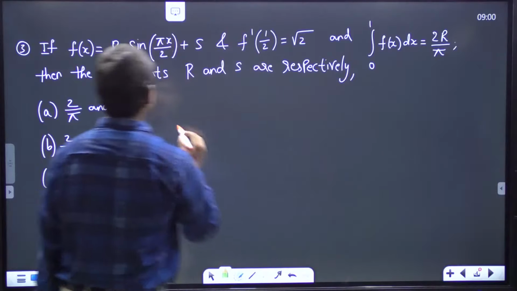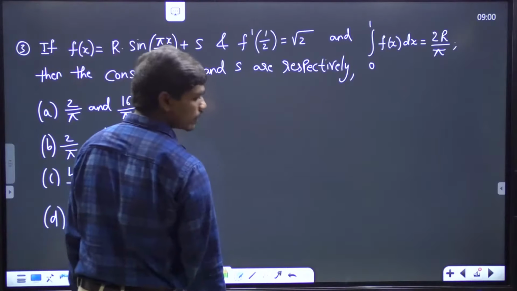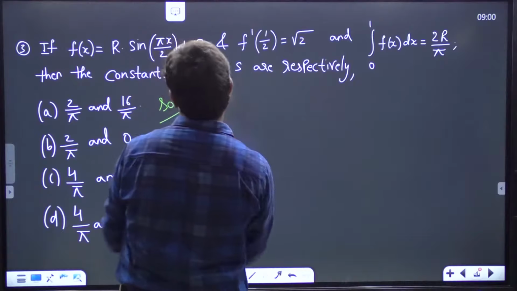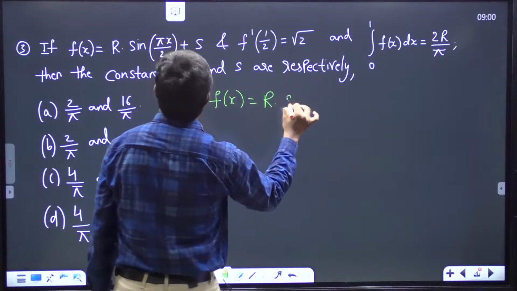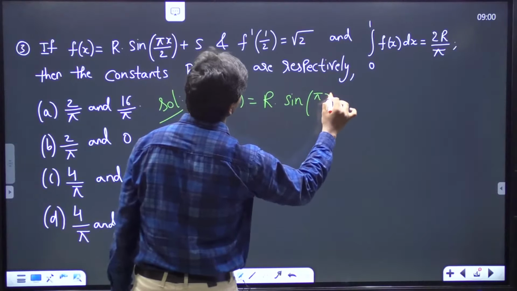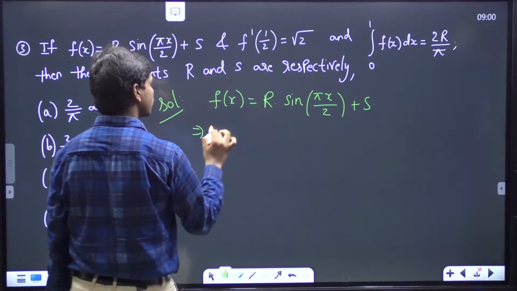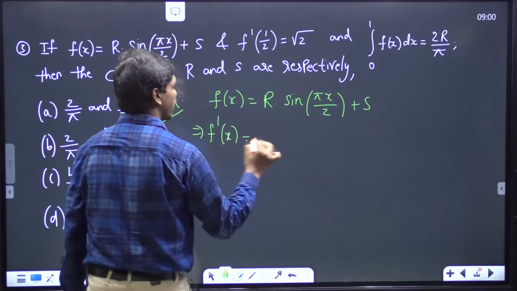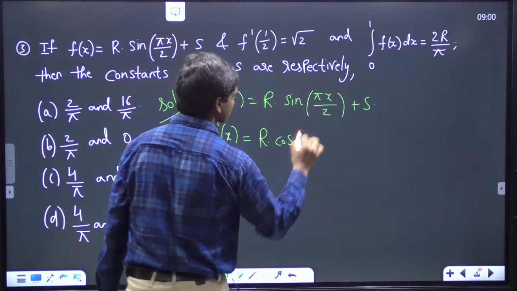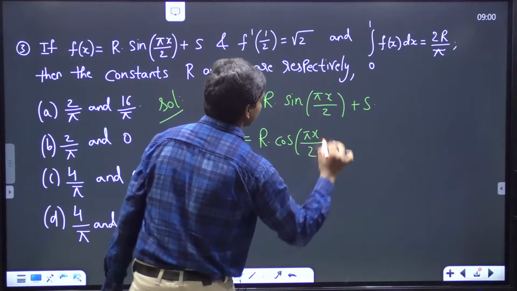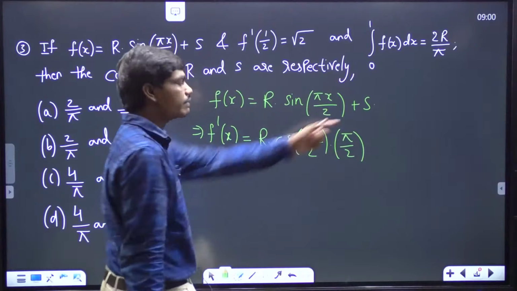Okay, there are 2 D's. Okay, let me solve this question actually. So solution. What is C? Okay, 1 D and 1 C is coming alternatively. So let us see. What is f of x? R into sine pi x by 2 plus S. Correct? So what is f dash of x from this? R is a constant. So R into differentiation of sine pi x by 2 is cos pi x by 2 into inner derivative, which is pi by 2, plus, since given S is a constant, the differentiation of S with respect to x is 0.